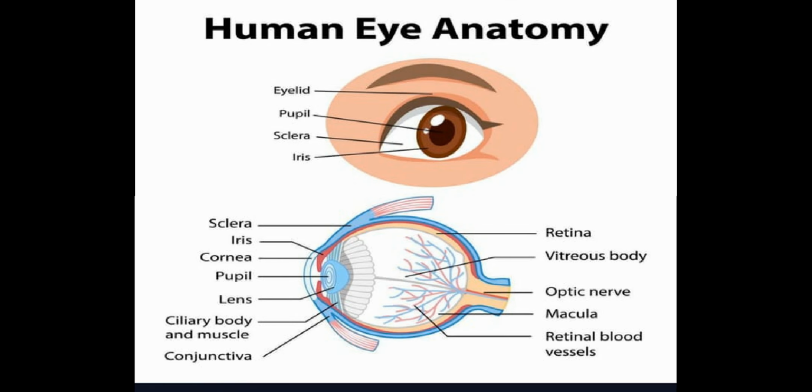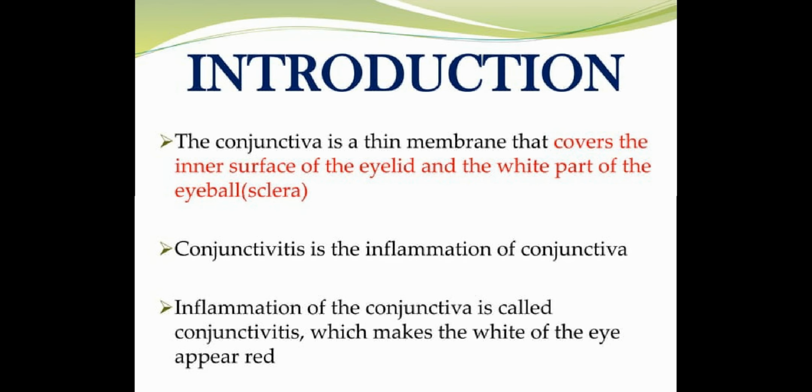First of all, this is the anatomy of the eye. The eye consists of the eyelid, pupil, sclera and iris. Now coming to the introduction. The conjunctiva is a thin membrane that covers the inner surface of the eyelid and the white part of the eyeball, that is sclera. Conjunctivitis is an inflammation of the conjunctiva. Inflammation of the conjunctiva is called conjunctivitis, which makes the white of the eye appear red.